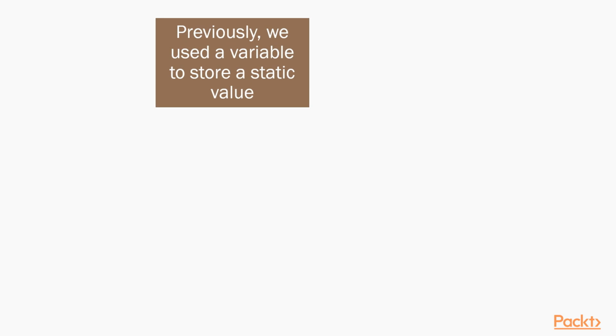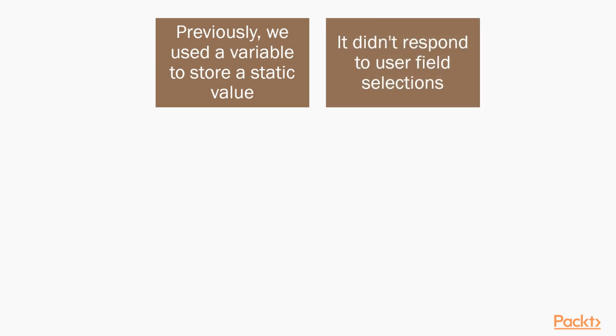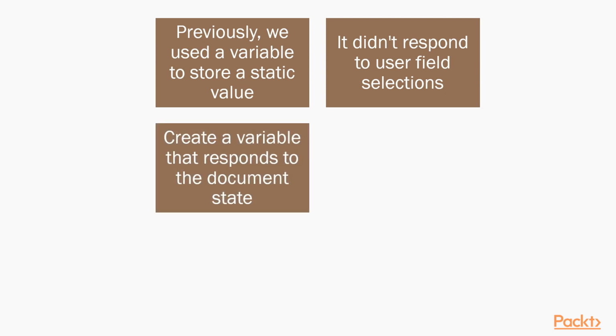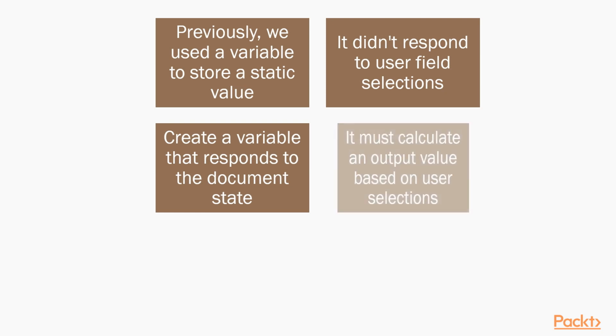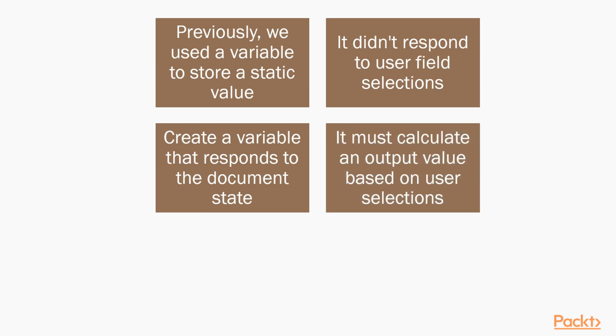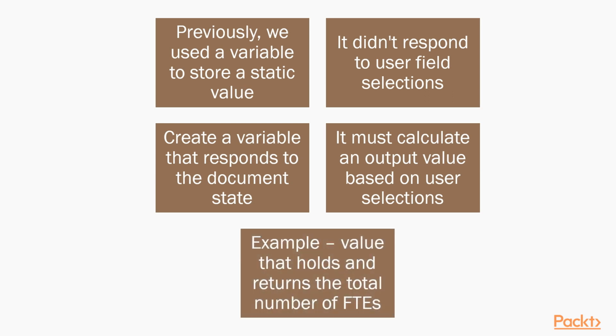That is to say, the value was not based on a calculation, and therefore didn't respond to user field selections. We will now create a variable with a dynamic value, one that responds to the document state and calculates an output value based on user selections. To keep this example as simple as possible, we will create a value that will hold and return the total number of FTEs based on current selections, and use that value in a chart expression.